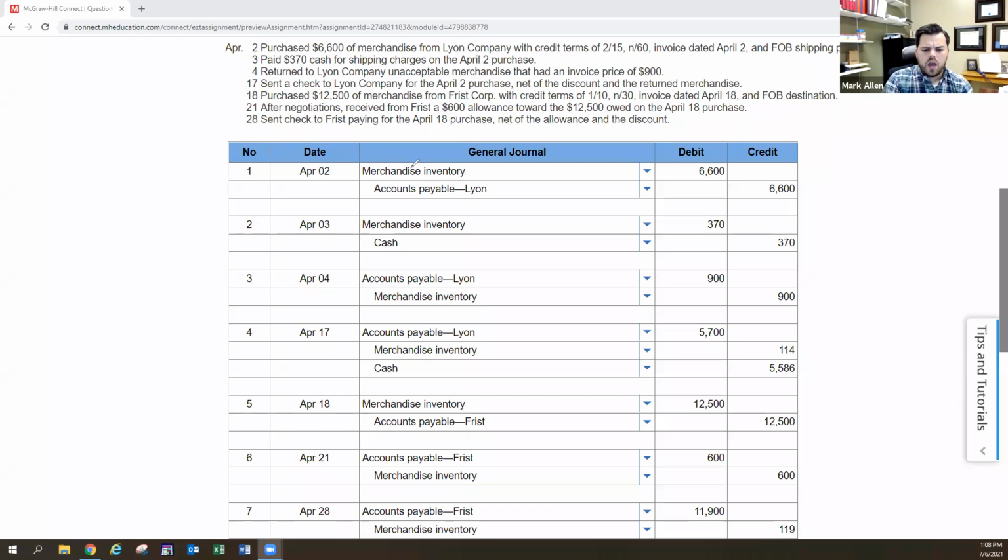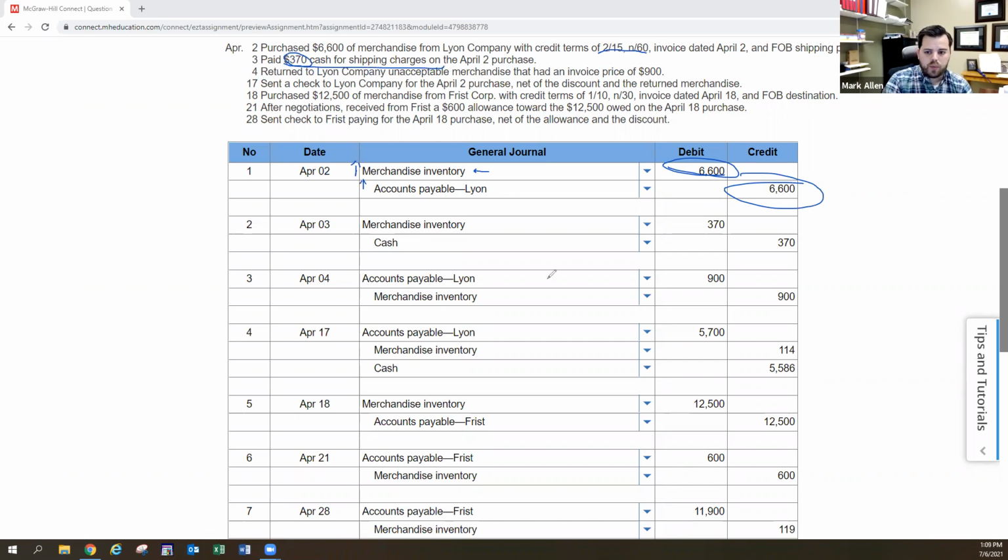So the actual entry here, well, on this date, we had merchandise inventory. So that went up by 6,600 and we bought this on credit. And we know that because we have the terms indicating the cash was not paid right away. So inventory has gone up and accounts payable has gone up. So on April the 3rd, we paid $370 in cash for shipping charges.